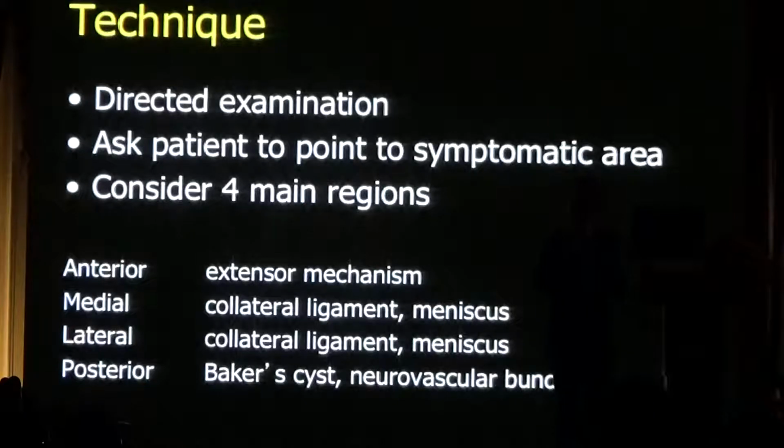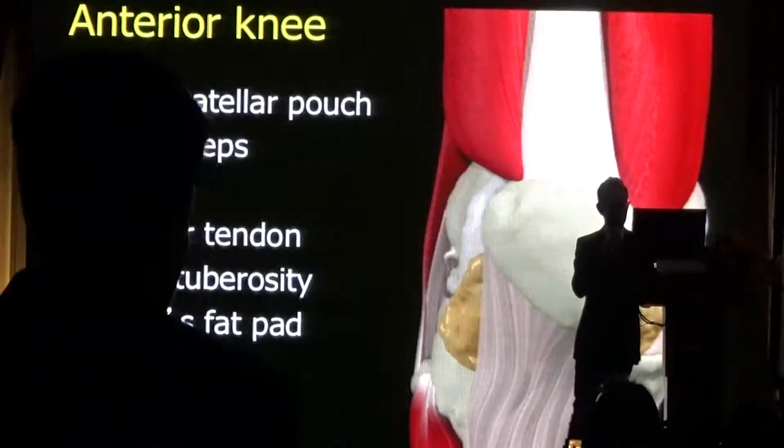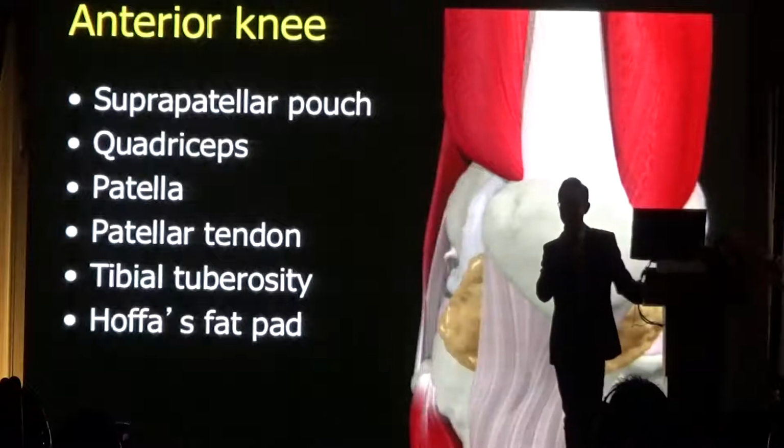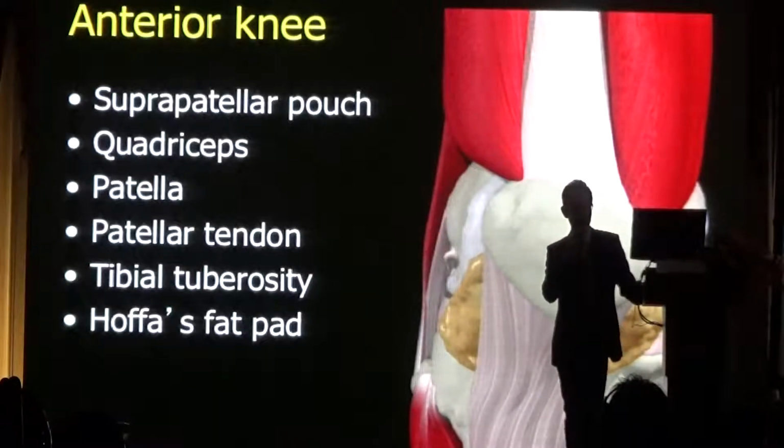When I examine the knee, like many of the other joints that I've described, I can use a very systematic approach. Anteriorly in the knee, we think of the extensor mechanism and the suprapatellar pouch, the joint. Medially, we can see the collateral ligaments and the menisci. Laterally, we can see the collateral ligaments and again the menisci. And then posteriorly, we can evaluate for Baker's cyst and the neurovascular bundle. These are all the structures which you should be able to examine using ultrasound.